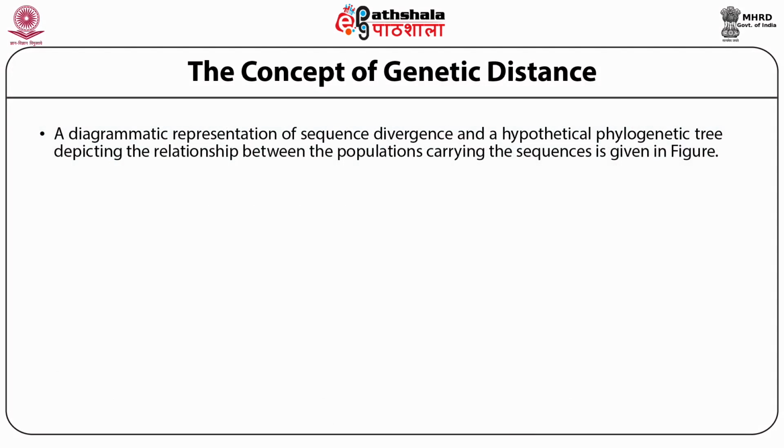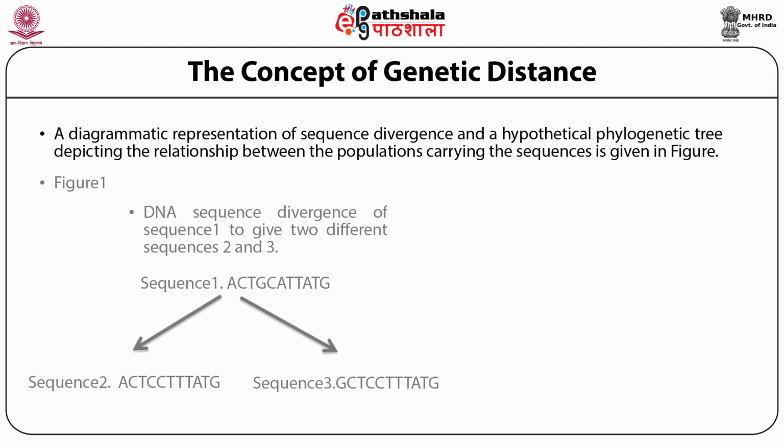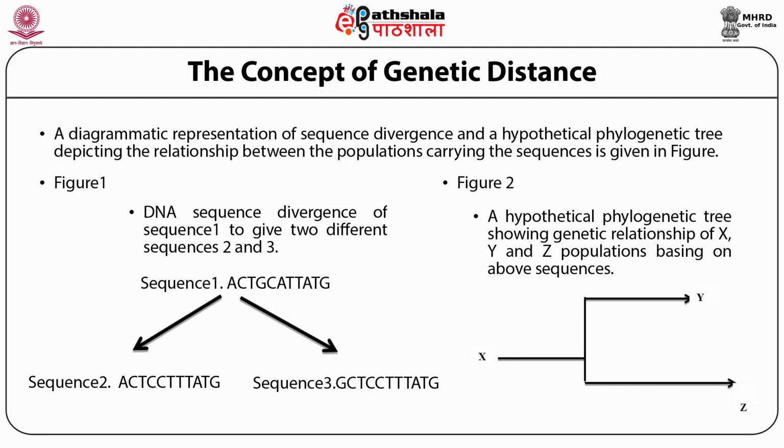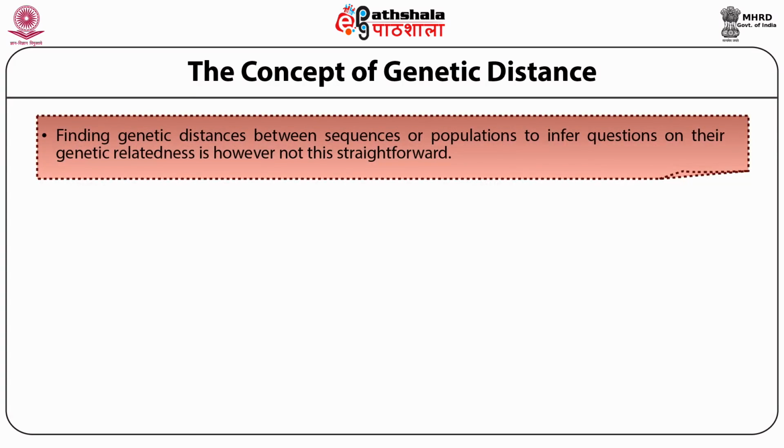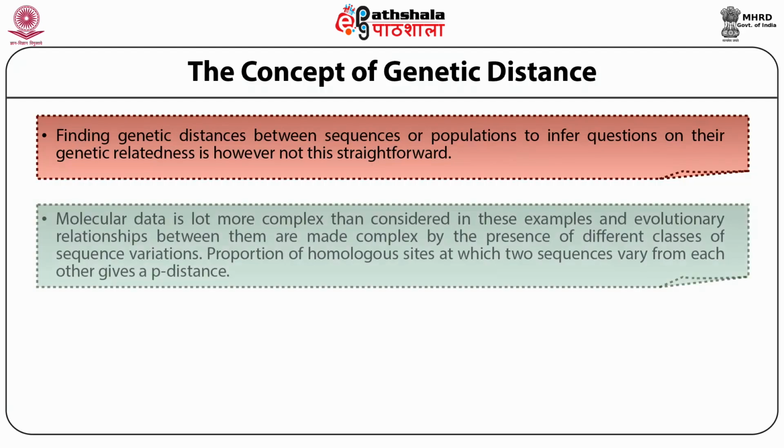A diagrammatic representation of sequence divergence and a hypothetical phylogenetic tree depicting the relationship between the populations carrying the sequences is shown in the given figure. The first figure shows DNA sequence divergence of sequence 1 to give two different sequences 2 and 3, and the second figure shows the hypothetical phylogenetic tree showing genetic relationship of X, Y and Z populations based on the above sequences. Finding genetic distances between sequences or populations to infer their genetic relatedness is, however, not this straightforward. Molecular data is a lot more complex than considered in these examples, and evolutionary relationships are made complex by the presence of different classes of sequence variations.